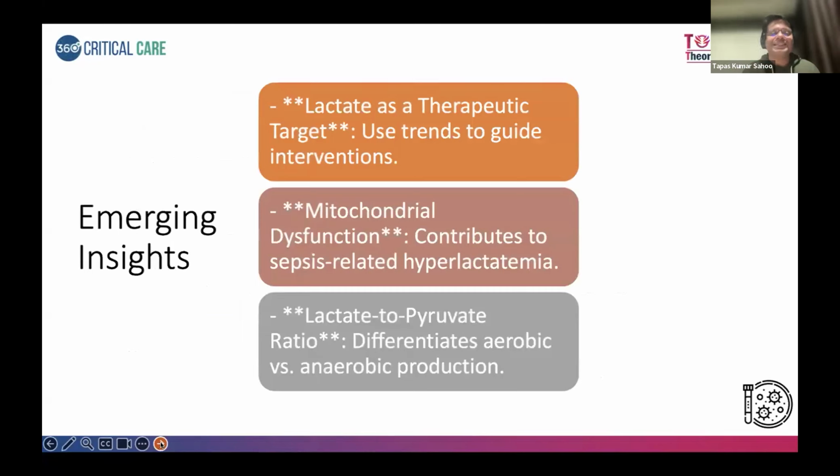Now, the emerging insights at the end, the future directions: lactate as a therapeutic target, use trends rather than a single value to guide your intervention. It would also put some light on mitochondrial dysfunction, which would be contributing to sepsis-related hyperlactatemia. Also, sometimes the lactate to pyruvate ratio will be helpful in differentiating between aerobic versus anaerobic production, whether your lactate is produced more from the anaerobic pathway or more due to the aerobic glycolysis pathway. So you have to go for the lactate to pyruvate ratio.